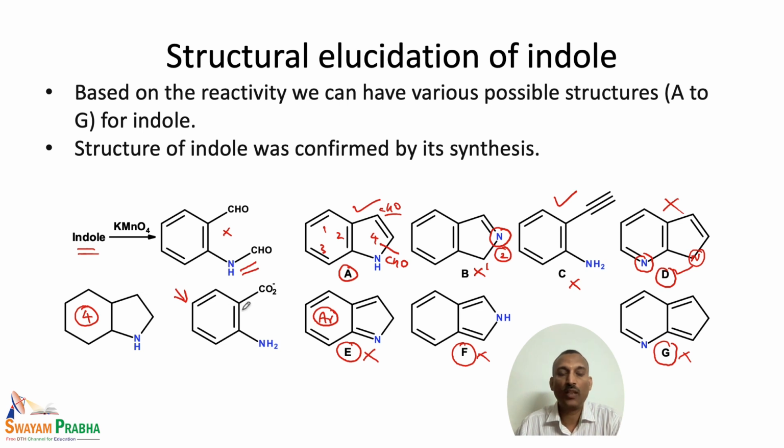And we can also explain the anthranilate conversion to this structure, because here both the atoms are connected in the ortho position. So the structure of indole can be confirmed to be the structure A. And how do we confirm that? We can carry out the synthesis of indole to confirm the proposed structure, or the structural elucidation can be confirmed by the synthesis of indole.